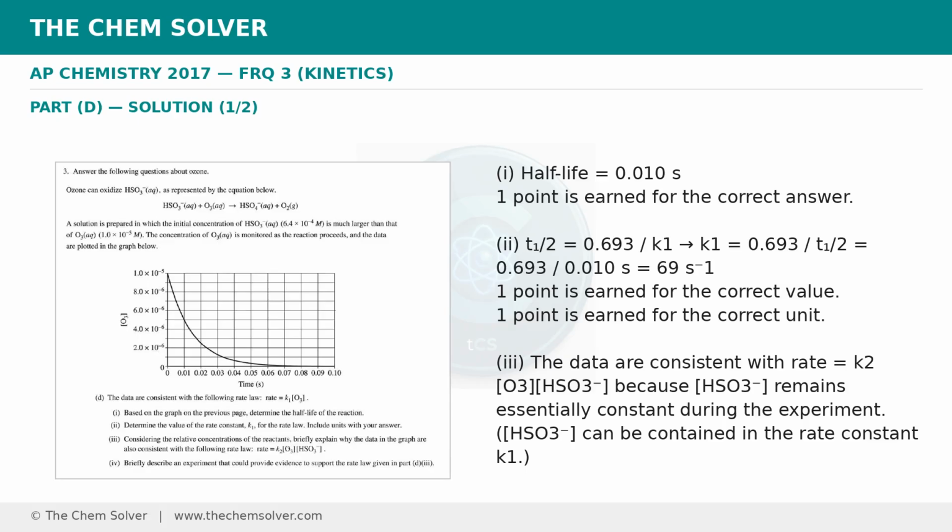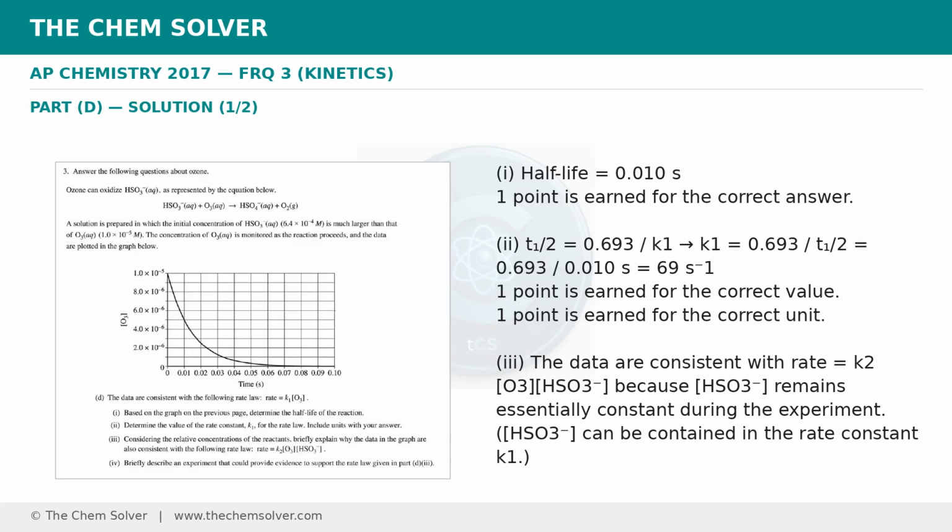1. Half-life equals 0.010 s. 1 point is earned for the correct answer. 2. t1/2 equals 0.693 divided by k1, so k1 equals 0.693 divided by t1/2, which is 0.693 divided by 0.010 s, equals 69 s⁻¹. 1 point is earned for the correct value. 1 point is earned for the correct unit.